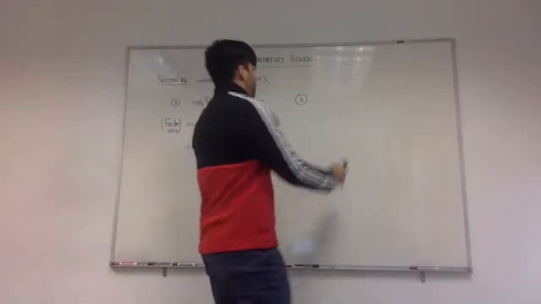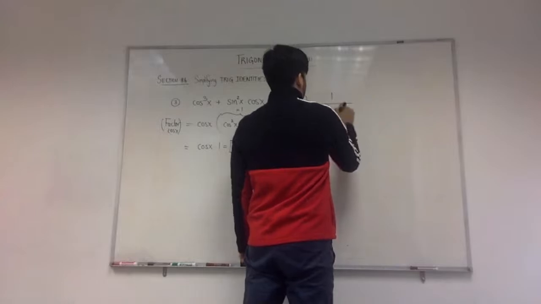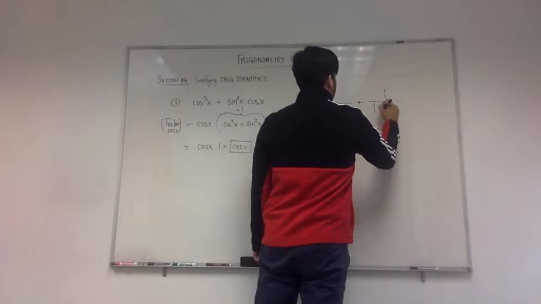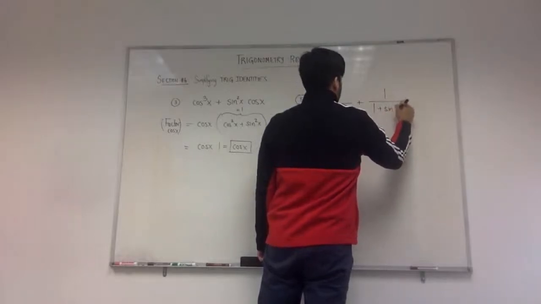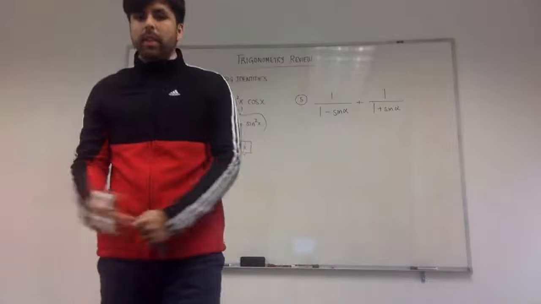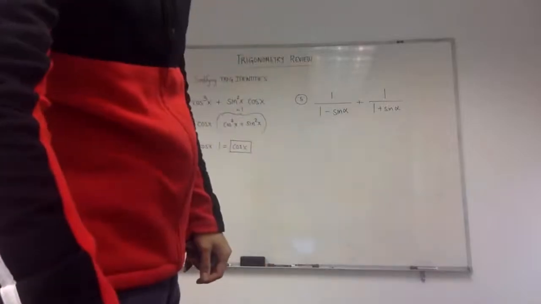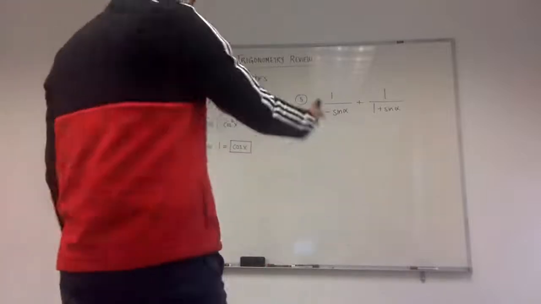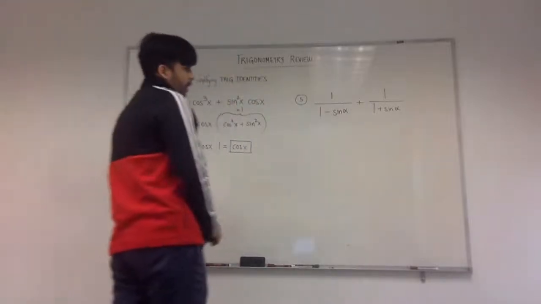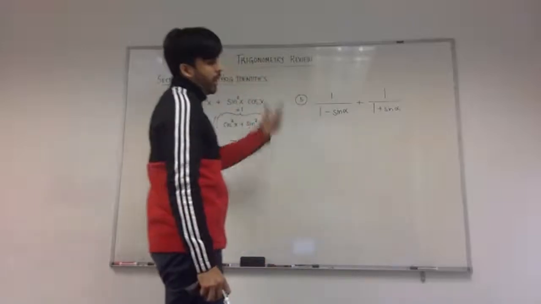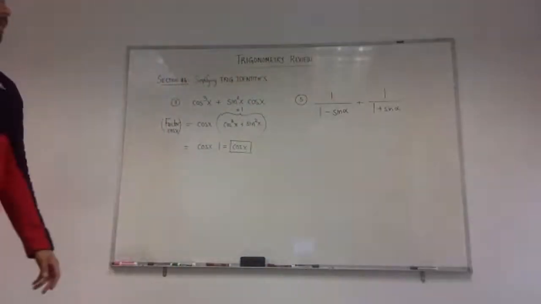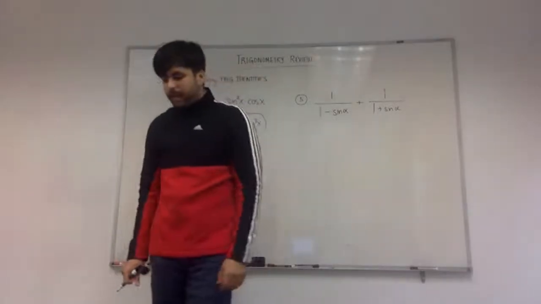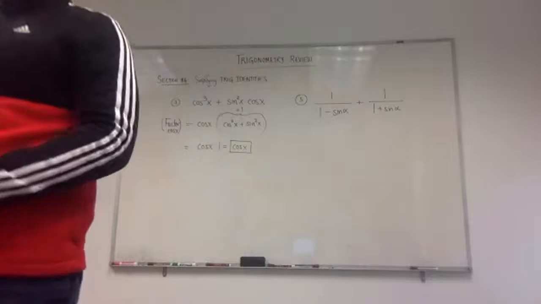So we have 1 over 1 minus sine alpha plus 1 over 1 plus sine alpha. So alpha is just another Greek letter. It's a variable. We could use theta or x or y or z or any other variable, but here we have alpha. Now the question becomes, how do we simplify this? So maybe you're like, I don't know.